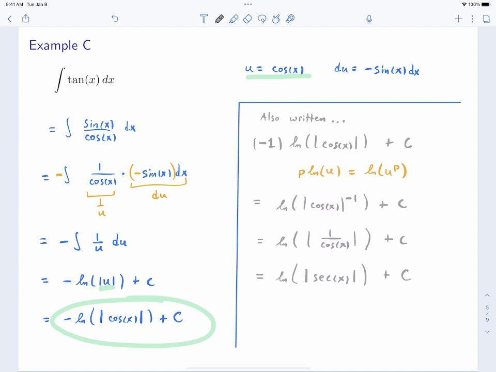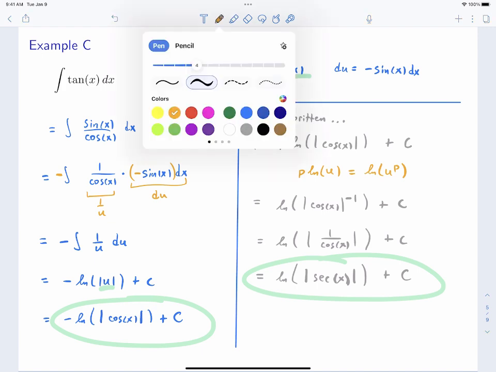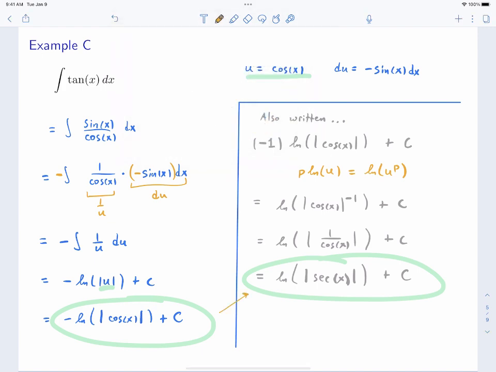So these are absolute value signs here. This is secant right there, and this is parentheses there. Let me just fix my c there, so it looks like that. So this is another way that you'll often see the antiderivative of tangent written. You'll see it written as the natural logarithm of the absolute value of secant of x plus c. But these two right here are the same. These are equal. So either one is acceptable.